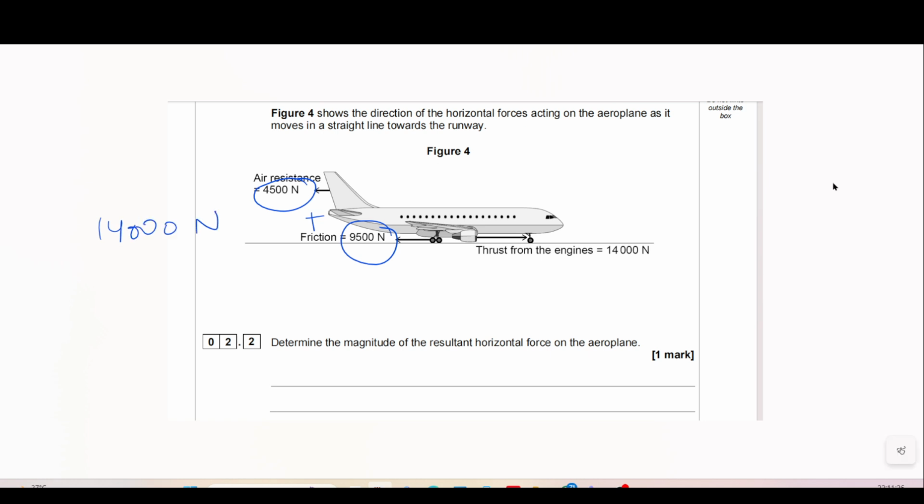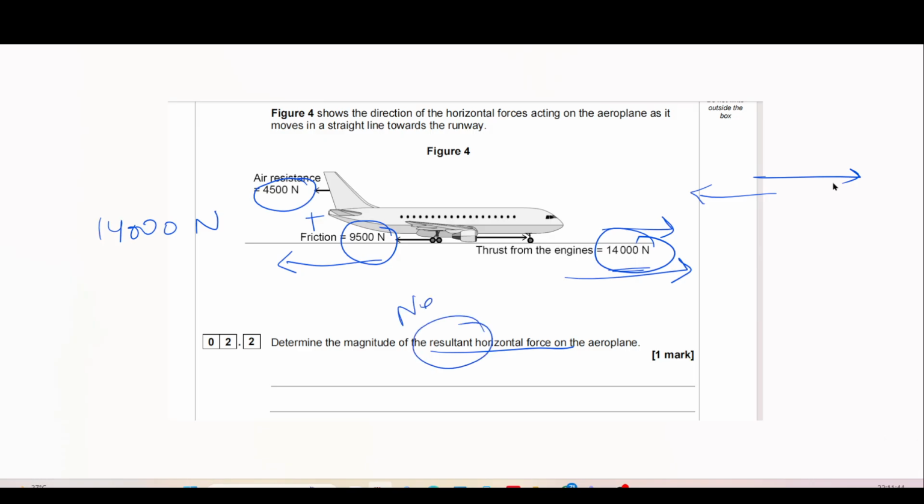And in this direction, we have 14,000 Newton also, right? Yep. This one is also 14,000, as you can see here. So what is the resultant force? Resultant horizontal force. This is horizontal, right? Yep. Resultant means net, total. So zero, because they are in opposite direction.